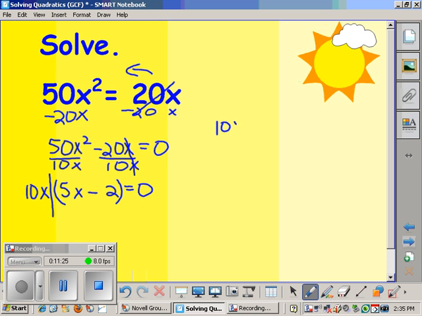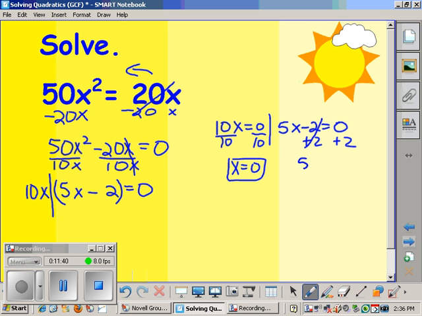So let's create our two equations, 10x equals 0, and then 5x minus 2 equals 0. So if we divide by 10, x equals 0 is one answer, and then in our second one, we'll have a fraction again. So x equals 2/5, which again is slightly to the right of 0 on the x-axis if you were to actually graph it.